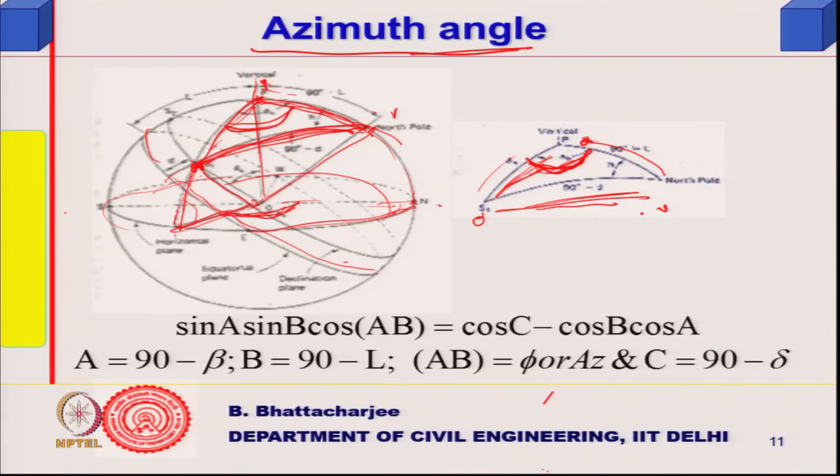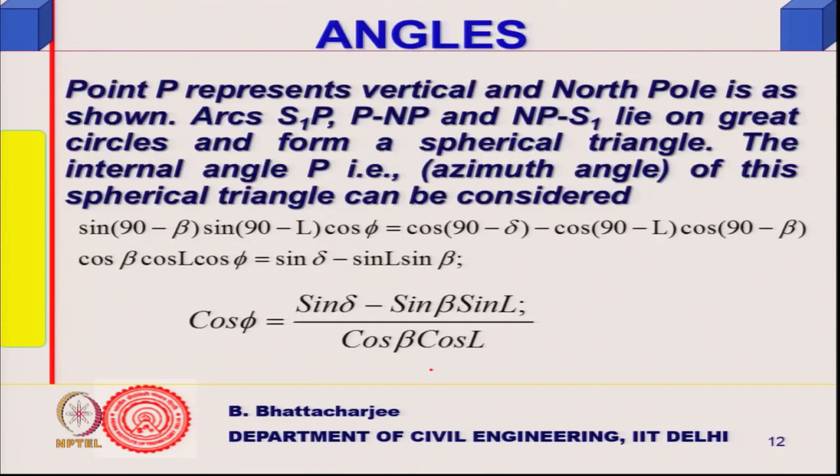If I use the concept of the spherical triangle again, this side is 90 degree minus beta, because this is my vertical and this is the sun. Another side is 90 degree minus latitude, and the contained angle is the azimuth angle. The cosine rule gives cos of C, with C being 90 degree minus delta. The azimuth angle, sometimes denoted by phi or AZ, is the contained angle. Put that in the formula, simple as this.